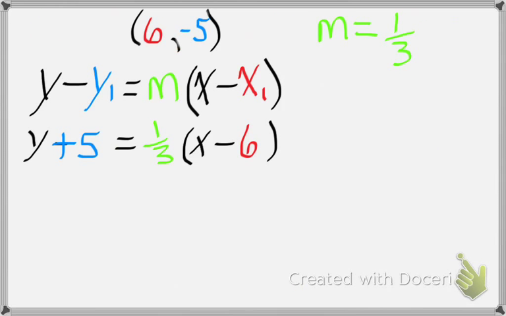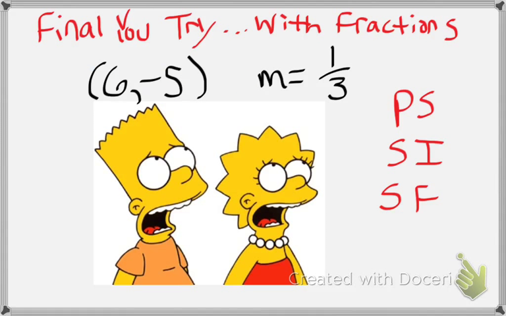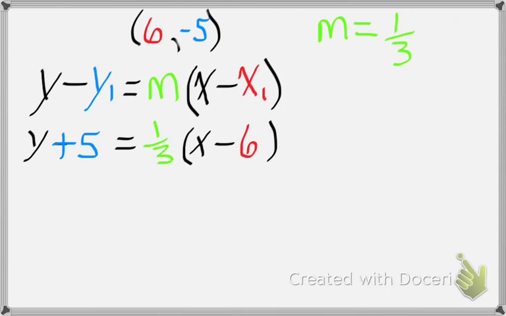Step 1 was put it in point slope form. You've got it in point slope form. Now, if you haven't done so already, hit pause and turn it into slope-intercept form and turn it into standard form using your equation skills. Give that a shot.